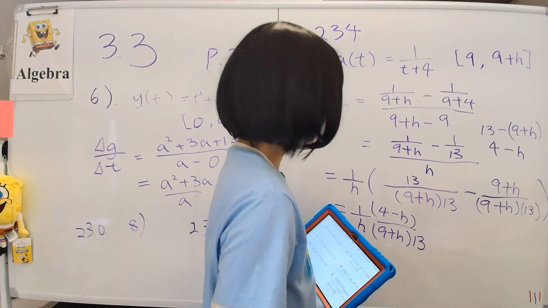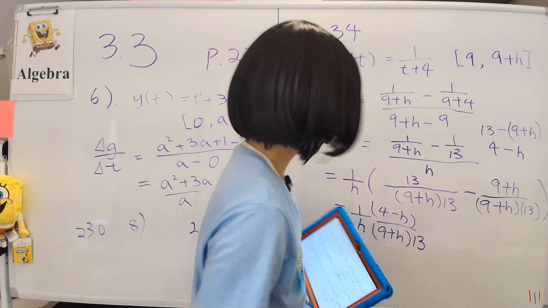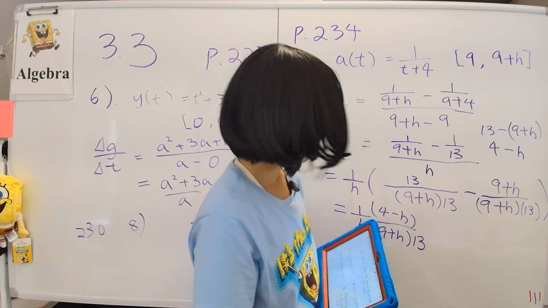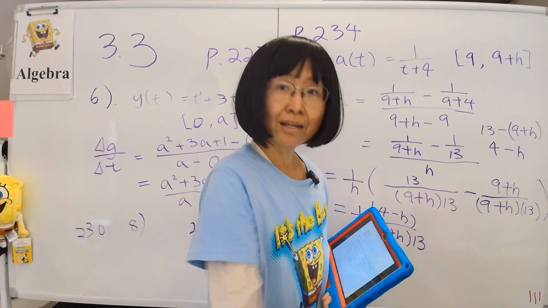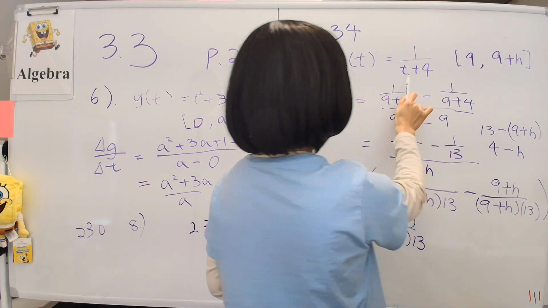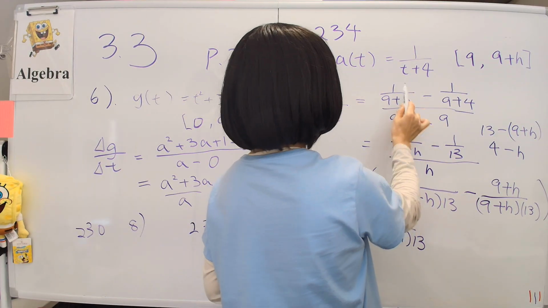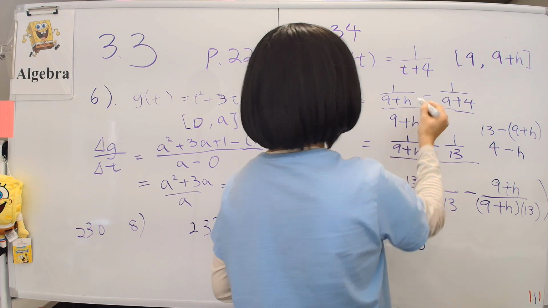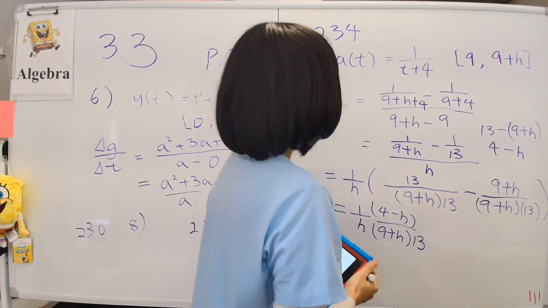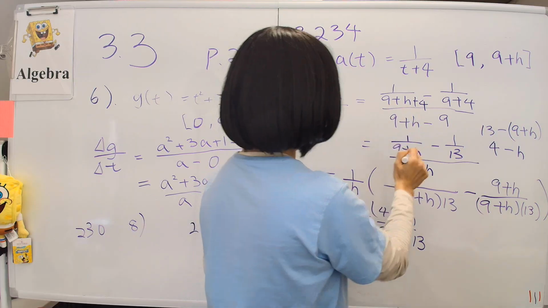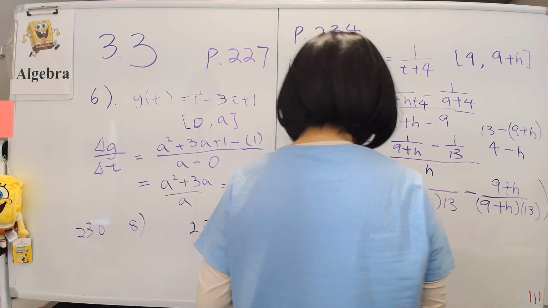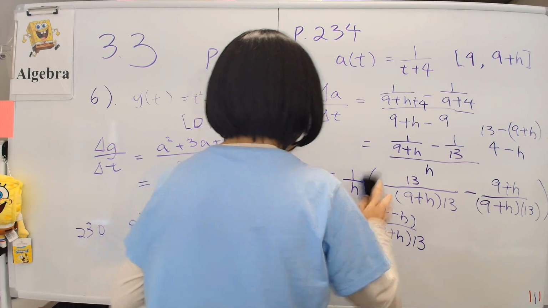Okay, let me see what the answer says. The answer is different from what I have, so let me check to see if I made a mistake. Okay, I found my mistake. We're supposed to plug in 9 plus h here for t, right? So what happened to the plus 4? I forgot the plus 4. So that changes things a bit. There's a 4 here, so instead of the 9 plus h, this should read 13 plus h. That's much better.